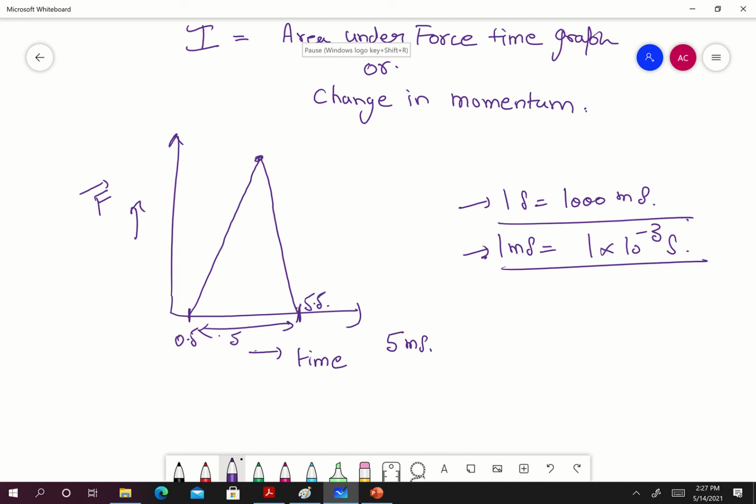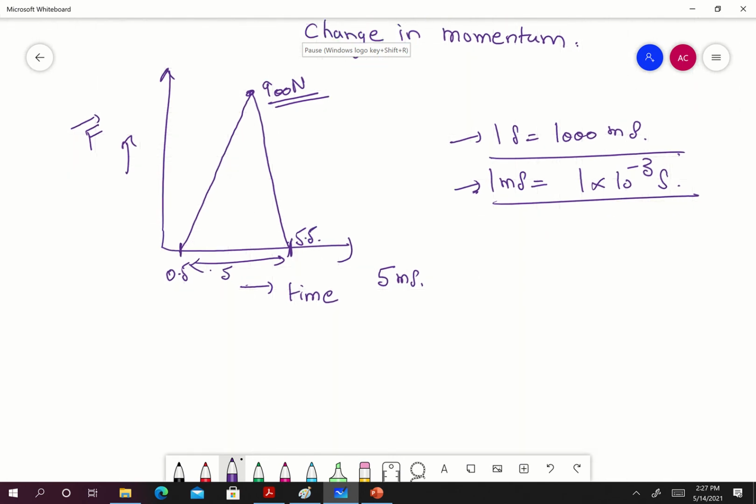And the peak force is 900 newtons. That's what's given to me. And I wanted to find the impulse for this question. So impulse is equal to half times base times height, because that's the triangle. Area of a triangle is what? Half times base times height is the area of the triangle.